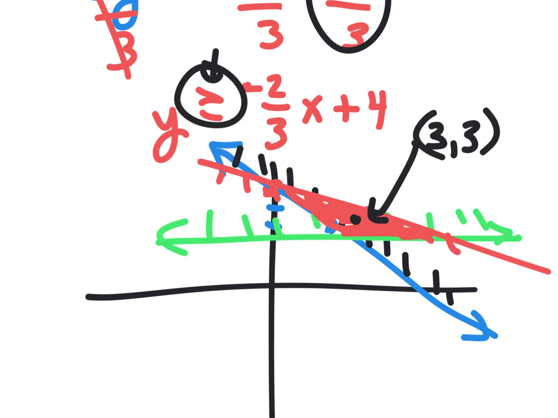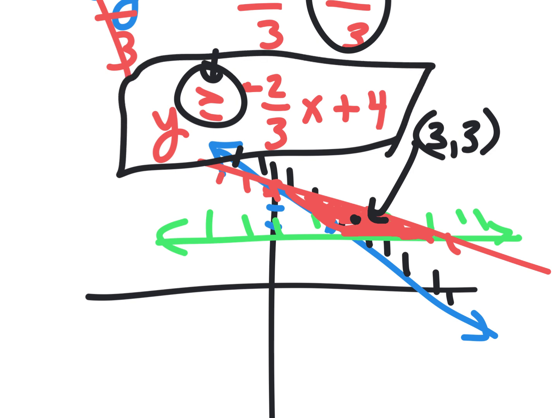Would you take a second and test this equation and see if 3, comma 3 works? If you don't know what I mean, you need to learn something before tomorrow. See if 3, comma 3 works. It looks like it works because it's in the shaded region, but maybe I misread where that point is. You should be able to take 3, comma 3, stick it in, and see if it works.